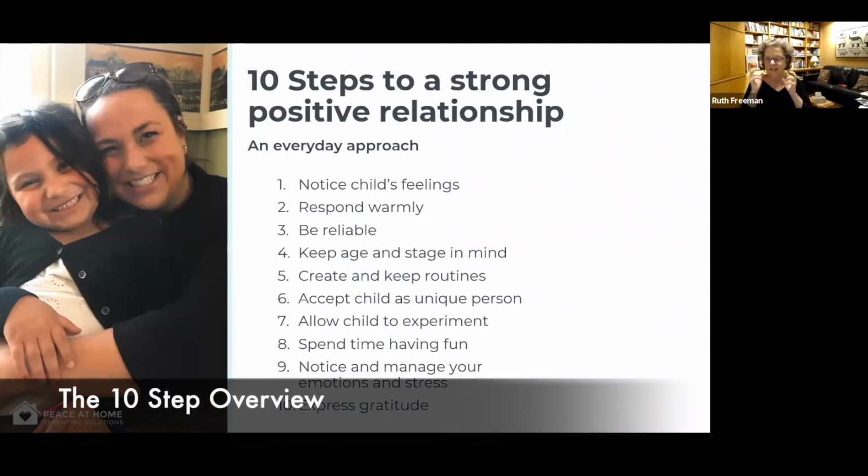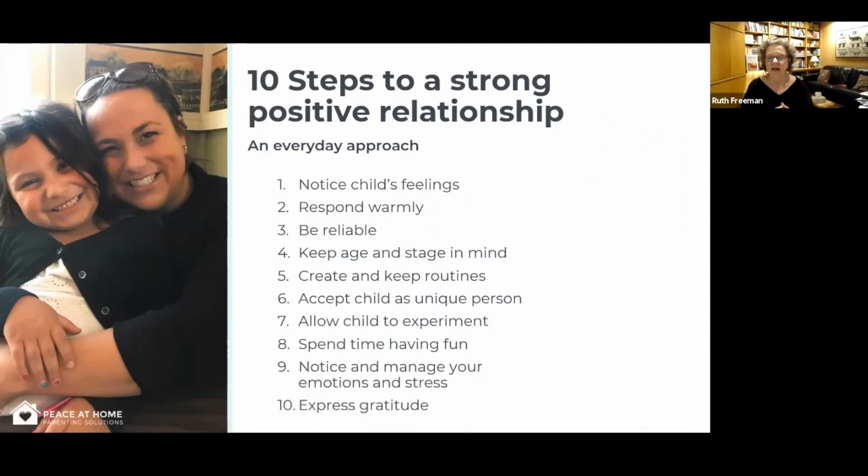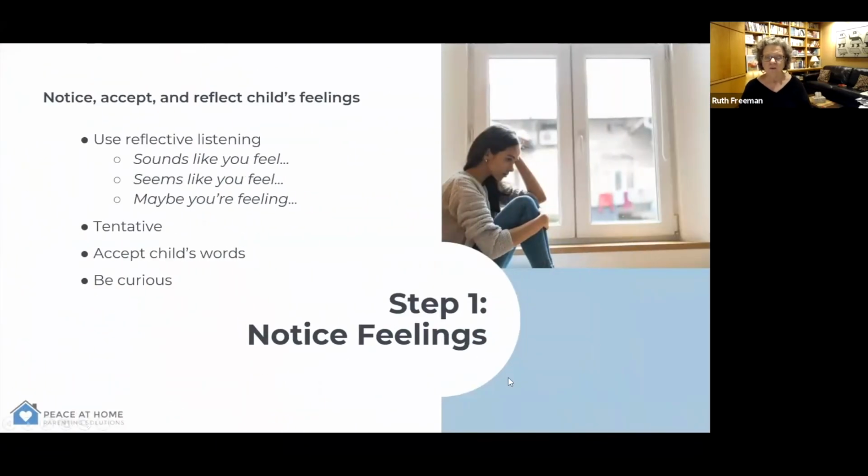So I'm going to go over 10 steps that might help you tweak your everyday relationship with your child. And we're going to go over each one separately because each one is important. The first is notice, accept, and reflect your child's emotions. This may seem pretty simple, but we often forget to do it.